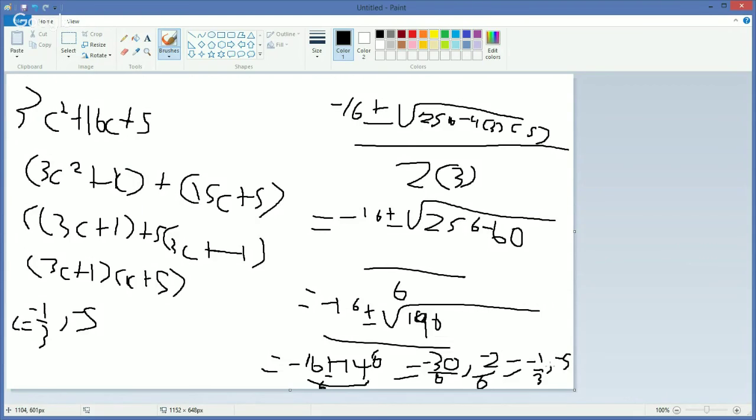Okay, so now that I've run this equation through, I'm going to give you the factored version, and then before we move on to the next problem, I'm going to teach you the shortcut, okay? The fully factored version of the problem is open bracket 3c plus 1 close bracket, open bracket c plus 5 close bracket.